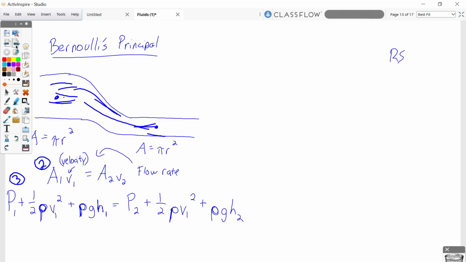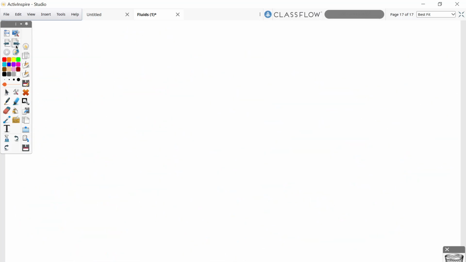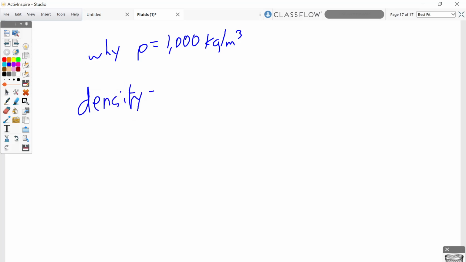So first thing we have to understand is density. So what exactly is density? So rho equals 1,000 kilograms per meter cubed. So that's the density for water. So what exactly does that even mean? Well, let's look at what density is. Density is actually mass divided by volume.